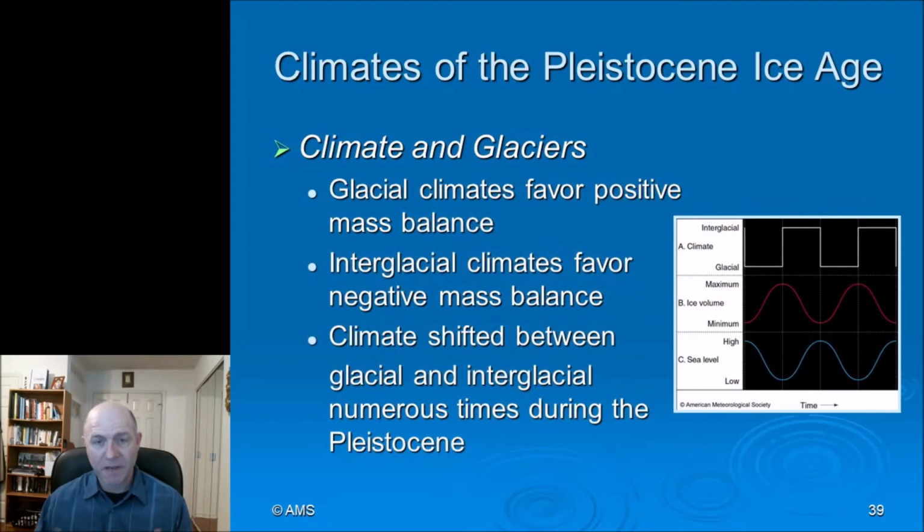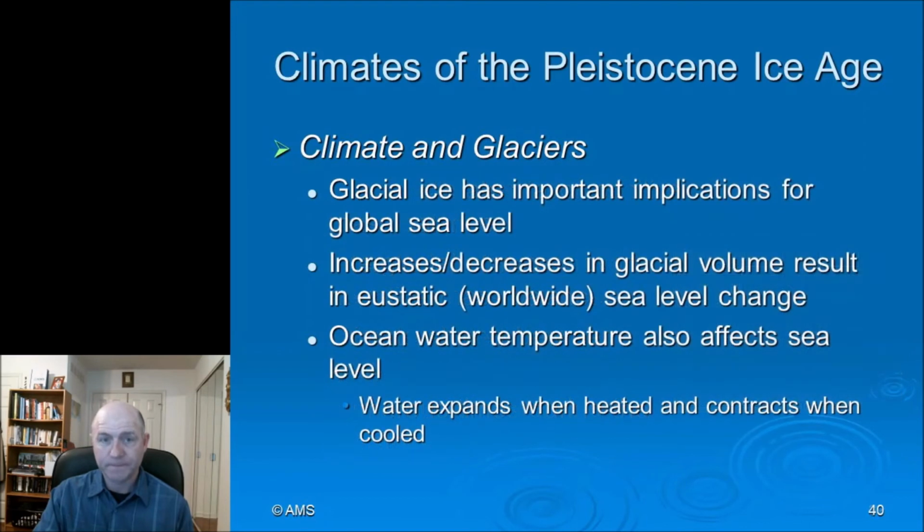So glacial climates, or the colder climates, will favor a positive mass balance, or glaciers growing. Interglacials favor a negative mass balance. Interglacial means in between glacial periods, which means it's a little bit warmer, so you're losing mass of your ice. And we've seen in the Pleistocene the climate shifting back and forth between glacial and interglacial numerous times. There have been times when there's been more ice, times when there's been less ice, but there's generally been some ice around for a while now.